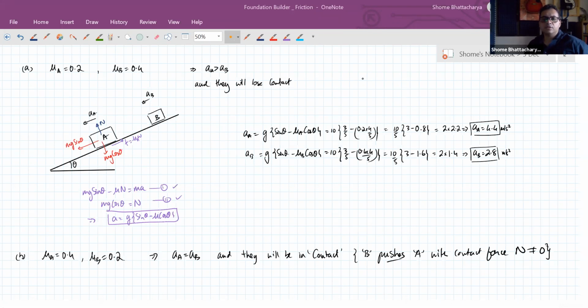Yeah, then you just follow the calculation. I've taken the denominator common outside, so that's why. Otherwise, you can directly write this also like this as 10 into 0.6 minus 0.16. That will also give you the same thing.